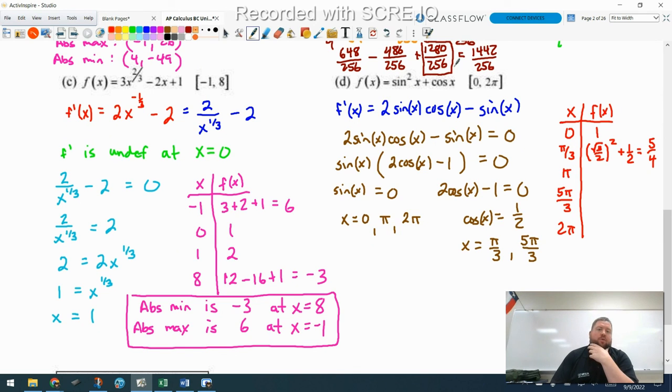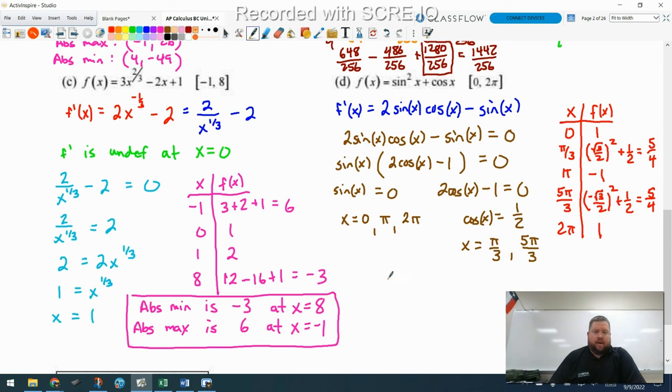Sine of pi is 0. Cosine of pi is negative 1. Sine of 5 pi over 3 is negative square root of 3 over 2, but it's sine squared, so we're squaring that. Cosine of 5 pi over 3 is 1/2. So since I square this, I do get a positive 3 over 4 plus 2 over 4 is 5 over 4. And then sine of 2 pi is 0. Cosine of 2 pi is 1.